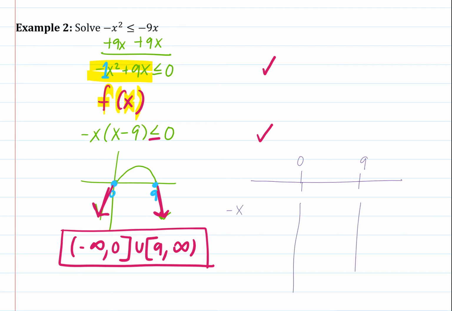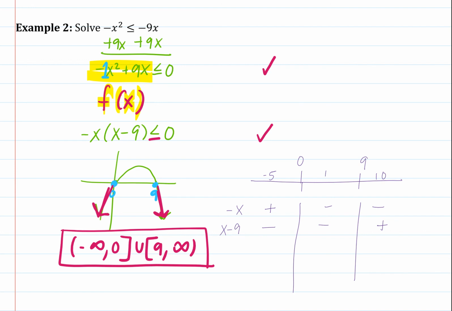Negative x, be careful here. Negative x is going to be negative for values bigger than 0. For example, if you put in 1, -1 is negative, or 10, -10 is negative. And so if you put in a negative number, the opposite of -5 is positive. And for my factor x minus 9, it'll change signs at 9. Just double check. 10 minus 9 is positive. Yep. Anything less than 9, if you subtract 9 from it, will be negative.